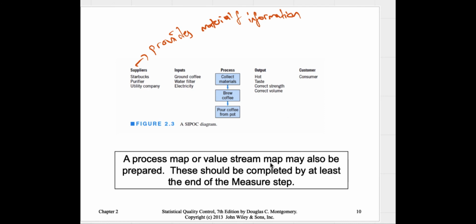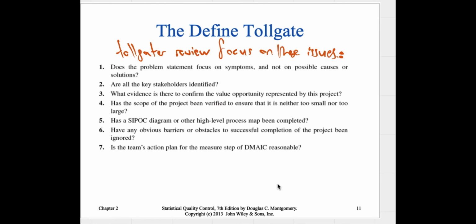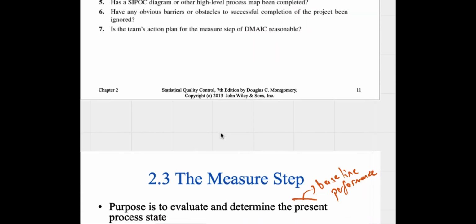Also, process maps or value stream maps can be prepared in the define step. We have already talked about it. And they must be complete at least by the end of the measure step. We have a tollgate for the define step. These are the issues we need to handle. You need to answer those questions before passing into the measure step.